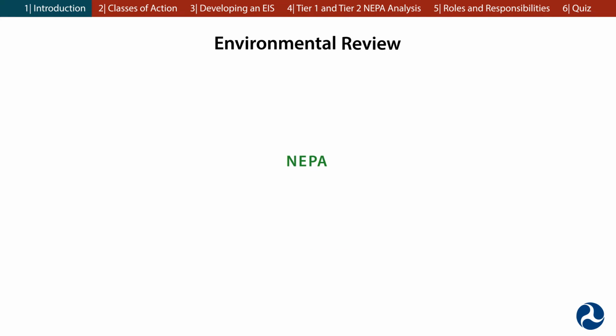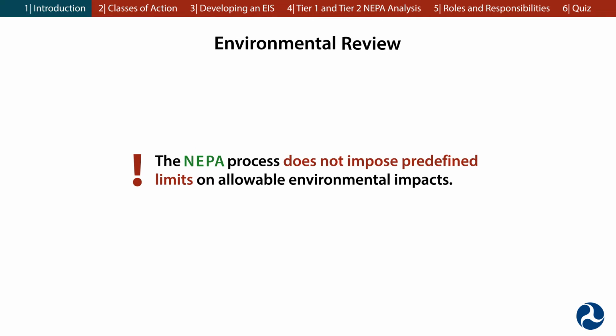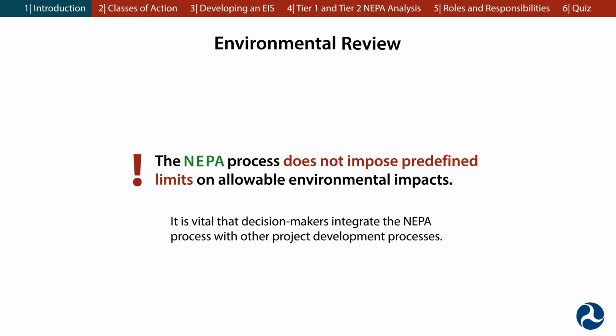The environmental review process is closely aligned with the service planning and preliminary engineering phases of rail development. We'll talk more about this later. The NEPA process does not impose predefined limits on allowable environmental impacts. Instead, decision makers must take the information from the NEPA process and make an informed decision about how to advance the project. It is vital that decision makers integrate the NEPA process with other project development processes.